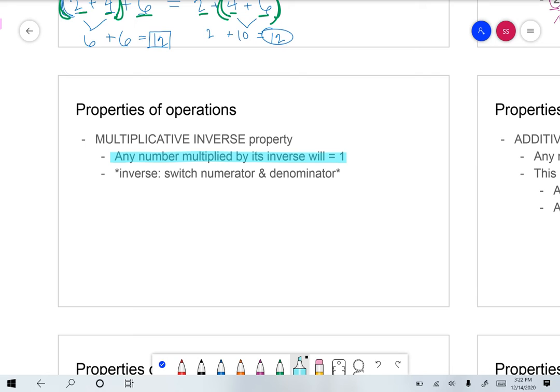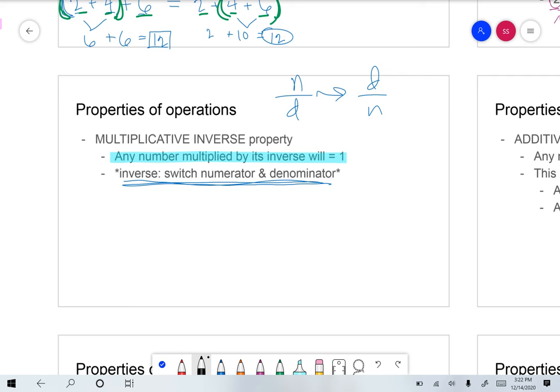Now, before we get into an example, I wanted to point this out. Inverse means you basically are swapping the numerator and denominator. So if we have a numerator and denominator, the inverse of it would be the denominator over the numerator. Okay, let's go over some examples here.